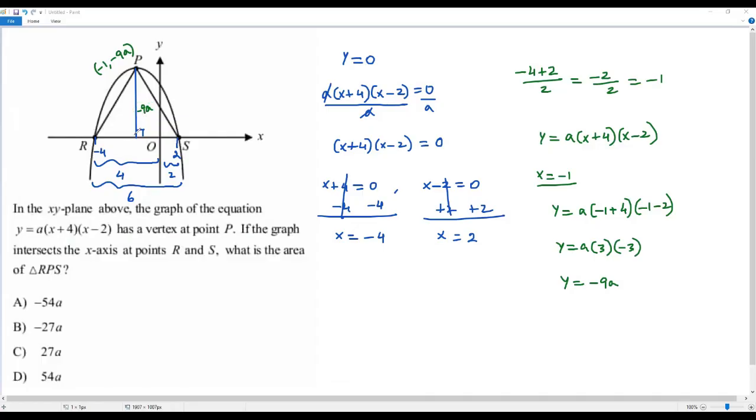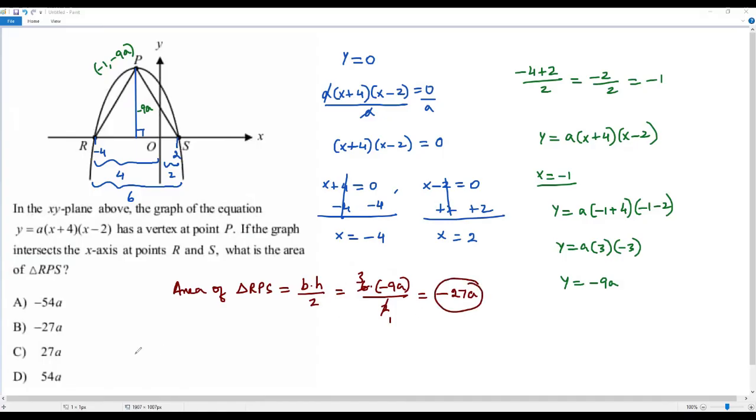Here we got the base of the triangle, 6, and the height of the triangle, negative 9a. Now we can find the area of triangle RPS. The formula is base times height divided by 2. The base is 6 and the height is negative 9a, divided by 2. 2 goes into 2 one time and 2 goes into 6 three times. Multiplying 3 and negative 9a, I get negative 27a. Therefore, the area of triangle RPS is negative 27a square units.